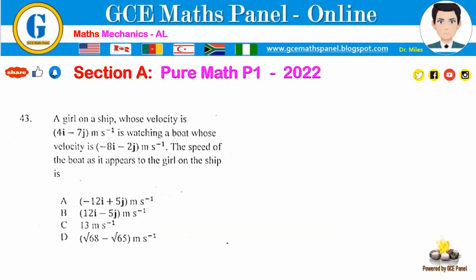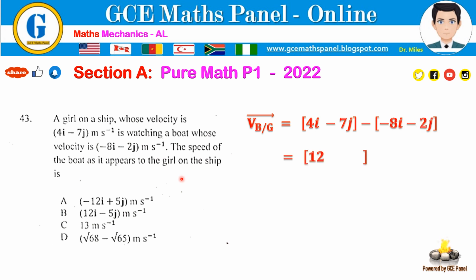Now, question 43. A girl on a ship whose velocity is 4i minus 7j meters per second is watching a boat whose velocity is this. The speed of the boat as it appears to the girl on the ship is... so the girl is the one on the ship who wants to get the relative motion of another object. So the velocity of B with respect to G will be equal to 4i minus 7j minus 8i minus 2j, and this gives us 12i minus 5j. Okay, so that's the relative velocity.